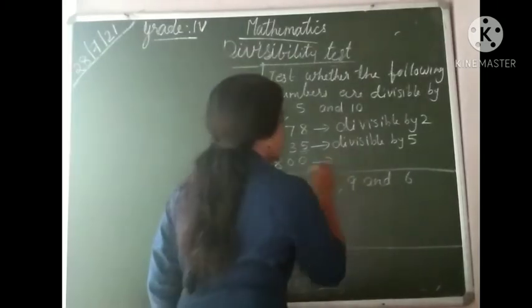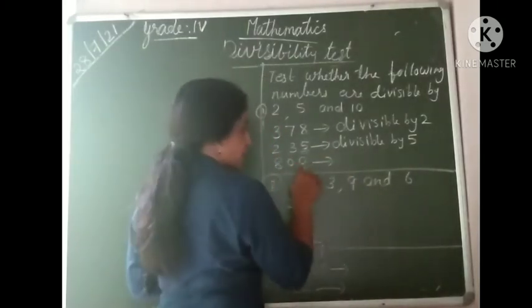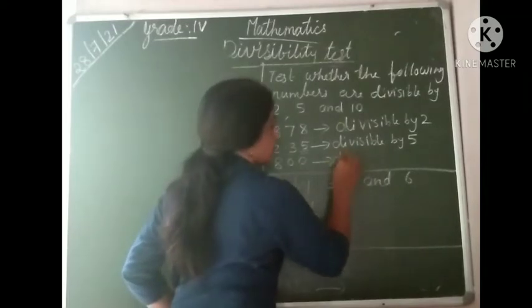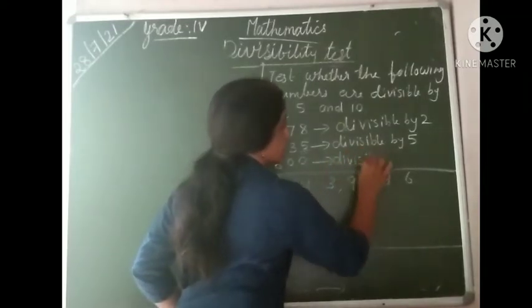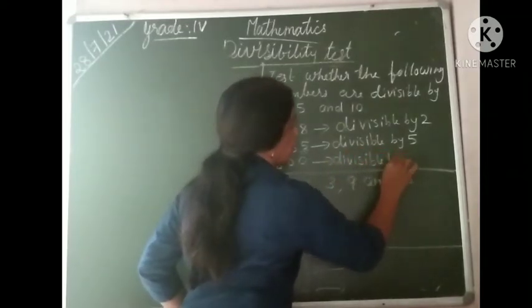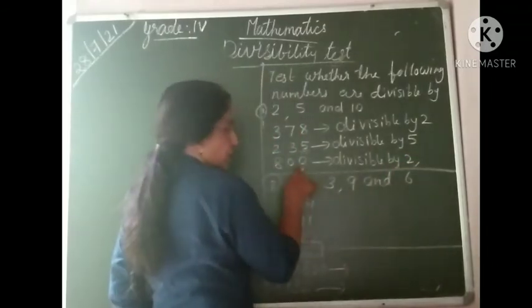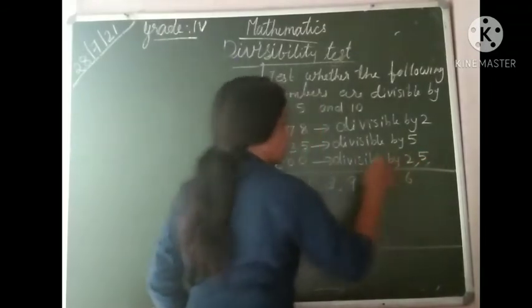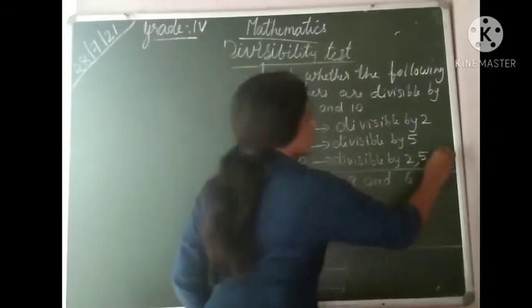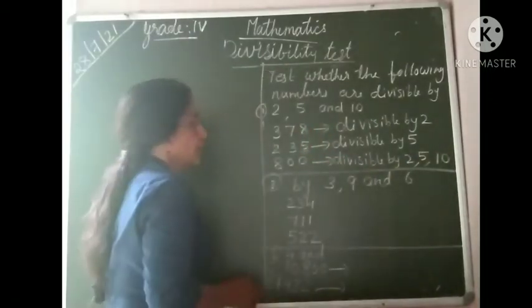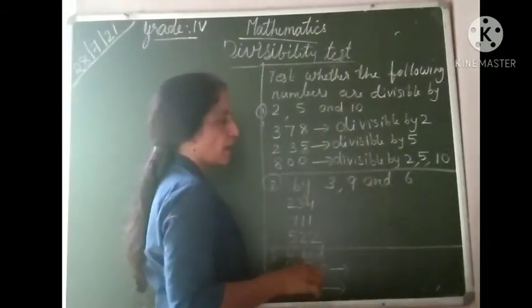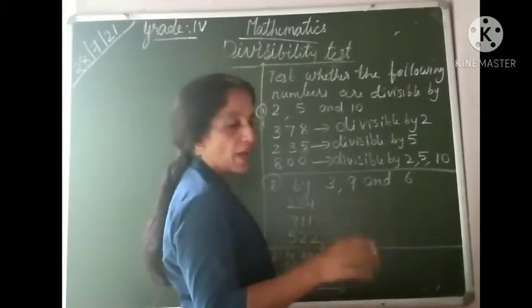Next, what about 800? Yes. Ones place number is 0. Therefore, it is divisible by which number? It is divisible by 2. And ones place number is 0. Therefore, it is divisible by 5. Ones place number is 0. Therefore, it is divisible by 10. Therefore, 800 is divisible by 2, 5 and 10.